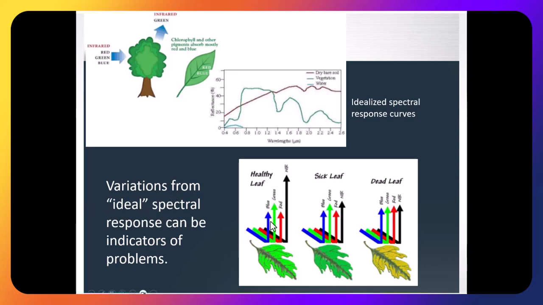But we can also see here, this is simulating a healthy leaf. So you've got low blue, high green, low red, high near infrared, as opposed to a sick leaf, which has less distinction between those, as opposed to a dead leaf, which is sort of flat, all about the same, because the chlorophyll and the leaf tissues aren't reflecting as vividly, as brightly, as energetically. They're not reflecting in green and near infrared.